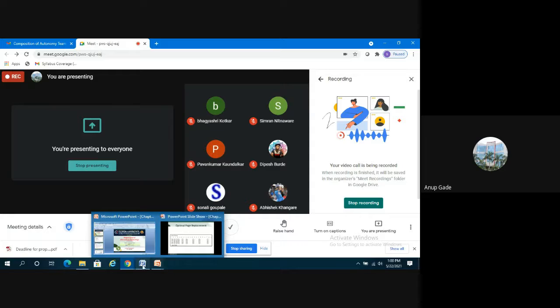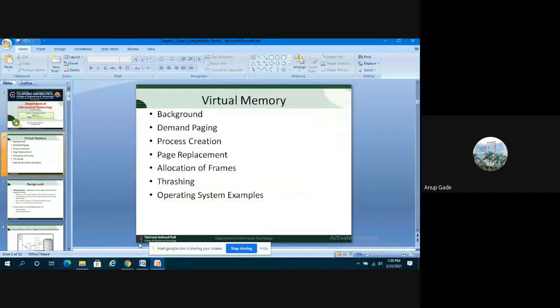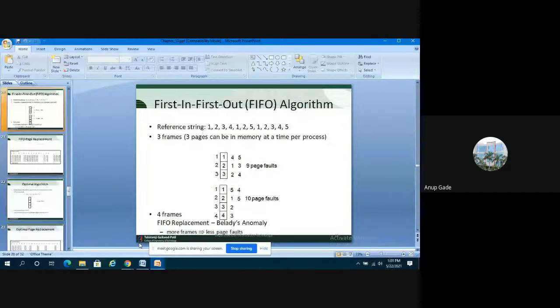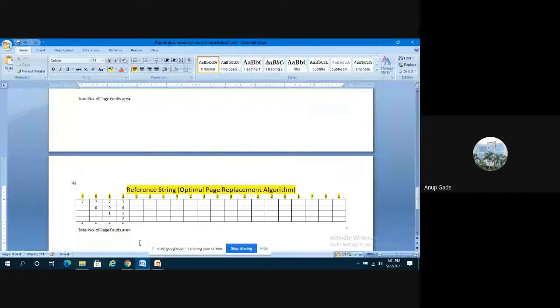Yes. So we are talking about this page replacement algorithm. Till yesterday's class we have seen first in first out, and today we are talking about the optimal page replacement algorithm. In that we have seen that in case of optimal page replacement algorithm, we have to replace that particular page which will not be used for the longest period of time, and we have solved one numerical based on it.